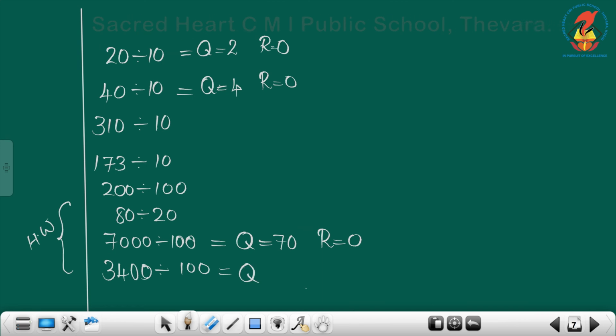What is the quotient here? First, the ones place and tens place numbers go to the remainder. That means the remainder is 0. So the remaining number, what is the remaining number here? It's 34. So the remaining number is going to the quotient.